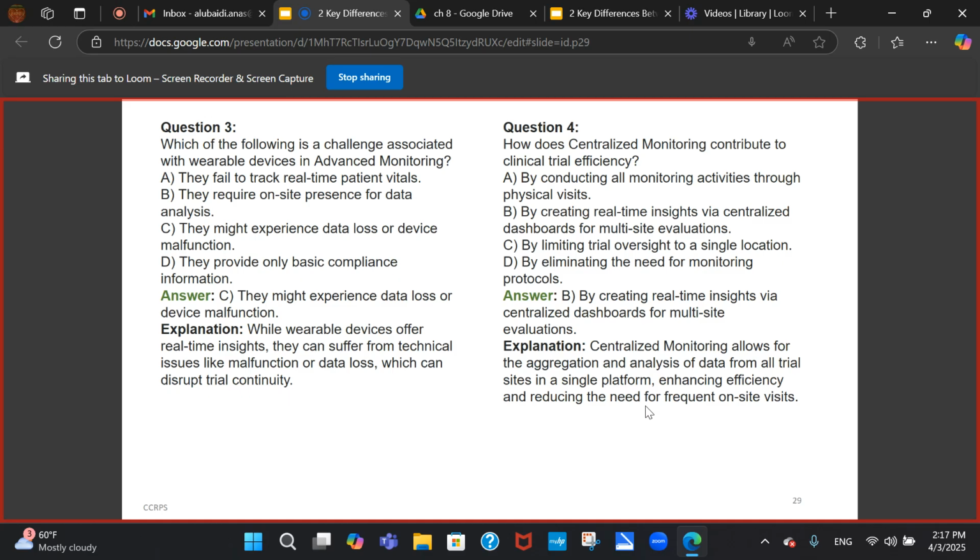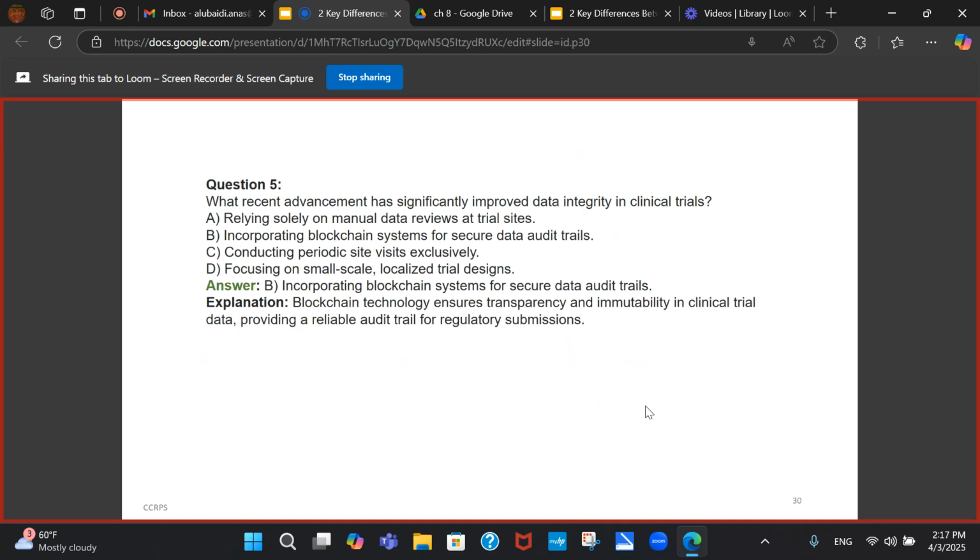Now, question 5. What recent advancement has significantly improved data integrity in clinical trials? A, relying solely on manual data reviews at trial sites? No. B, incorporating blockchain systems, the audit trail we spoke about, for secure data audit trails? Mostly this one. C, conducting periodic site visits exclusively? No, because this is for primary monitoring. D, focusing on small-scale localized trial designs? No, because D applies to primary monitoring.